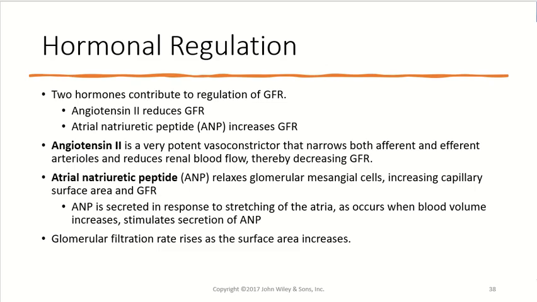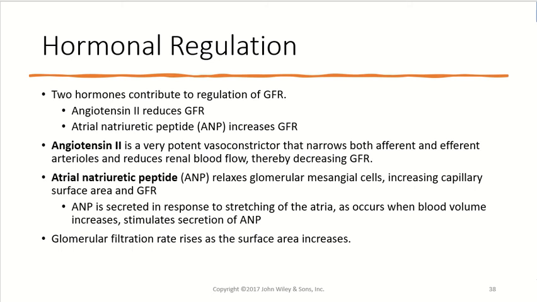So last but not least, for our three things that are going to regulate our glomerular filtration rate, we have hormonal regulation. This is going to be two main hormones that contribute to the regulation of glomerular filtration rate. We've got angiotensin II, which is going to reduce the glomerular filtration rate, and atrial natriuretic peptide, ANP, which is going to increase glomerular filtration rate.